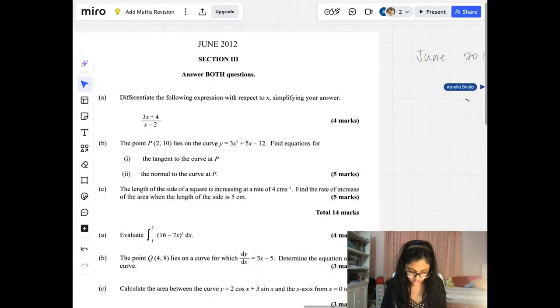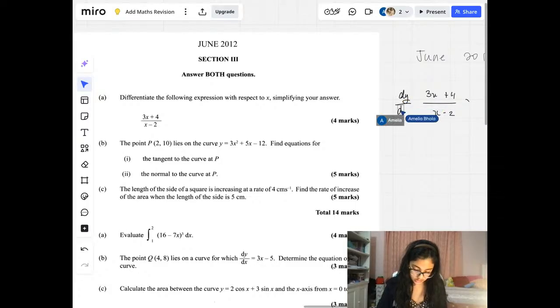That isn't working. Okay, 3x plus 4 over x minus 2. I want to find dy dx of this entire thing. So how do I do that? This is a term divided by another term. So it's a quotient, right? So we're going to use the quotient rule.